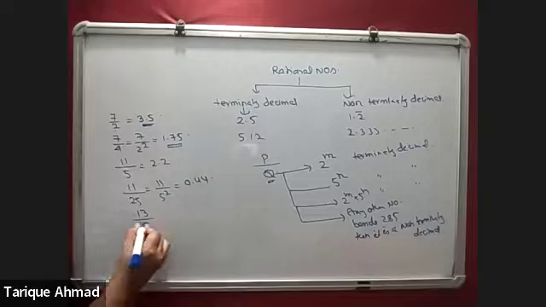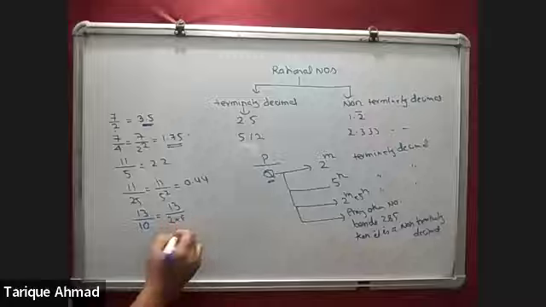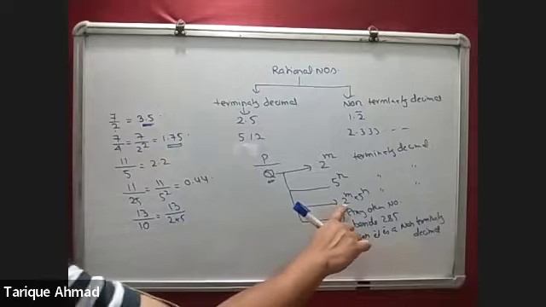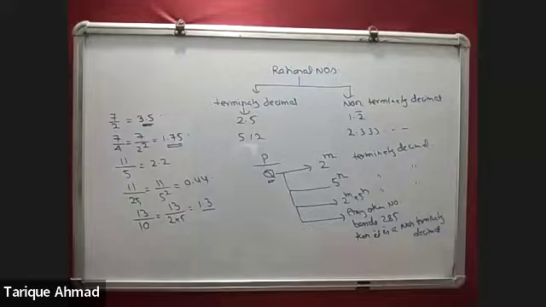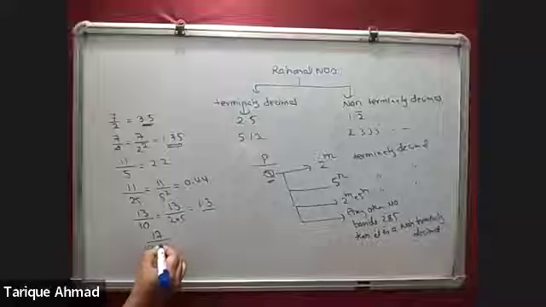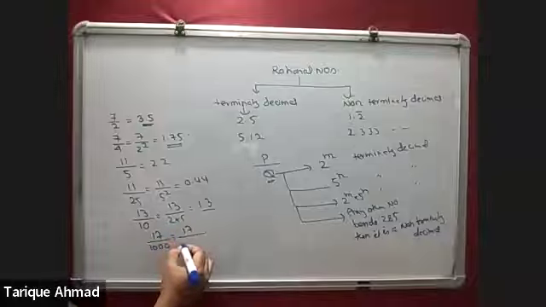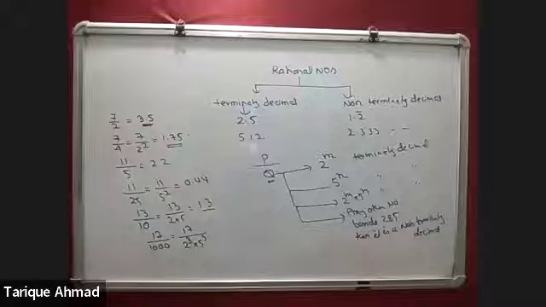Suppose 13 by 10. 10 can be written as 2 into 5. Both are there. Rule says if both are there, again it is terminating decimal. We can divide and get 1.3. See, it terminates. Suppose 17 by 1000. This is 17 by 2 to the power 3 into 5 to the power 3. It contains both 2 and 5. So if we divide, we get 0.17.